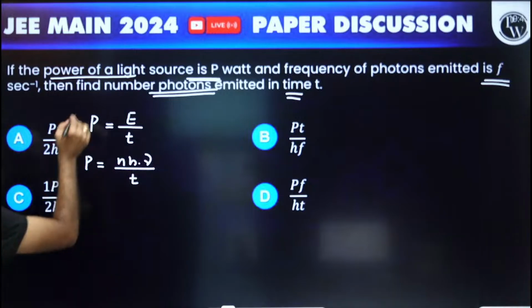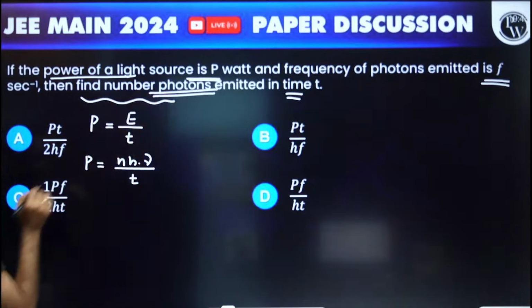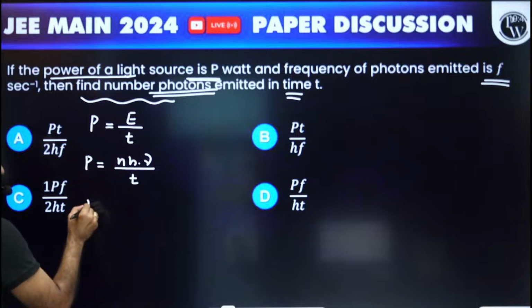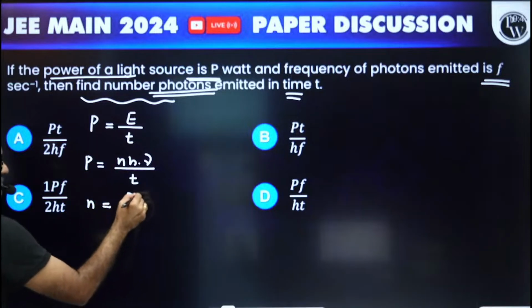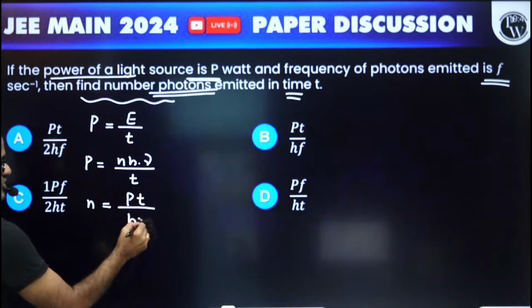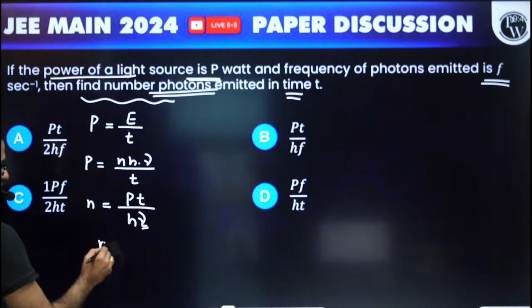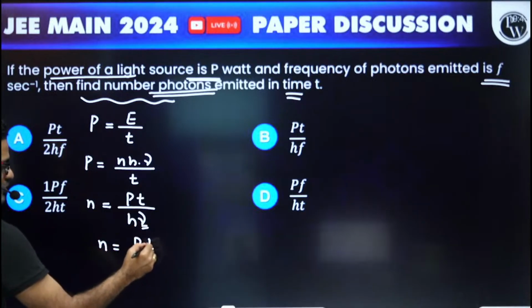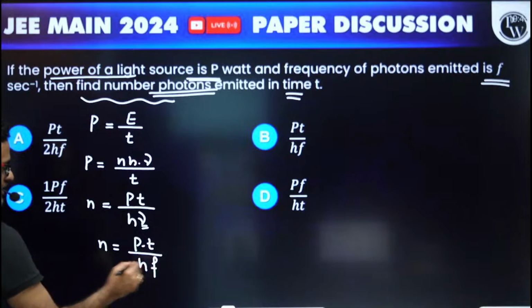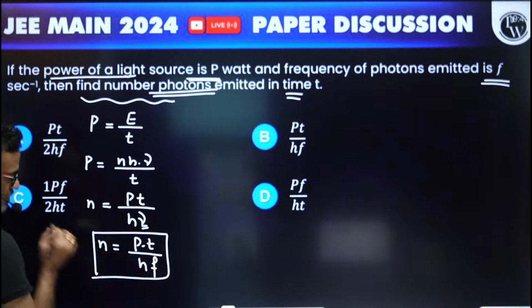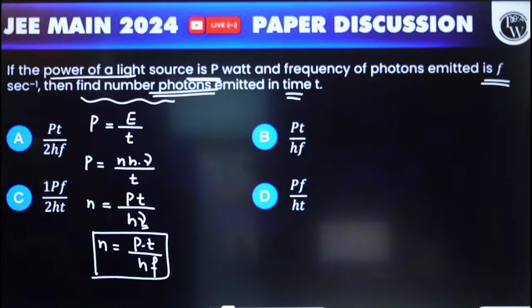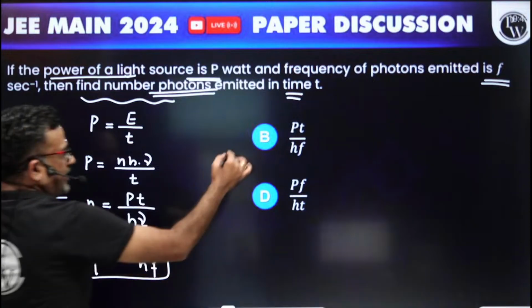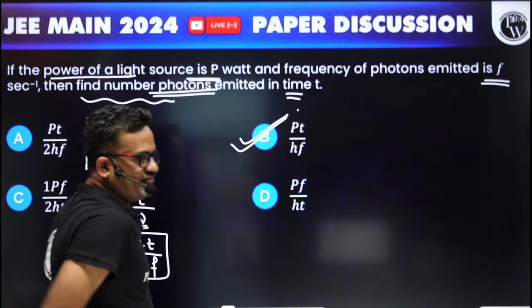But what is asked? Number of photons. N is the number of photons. Right? Number of photons is asked. Your formula would be P into T by h into nu. Nu is a frequency. P into T by h into F. Number of photons would be P into T by h into F.